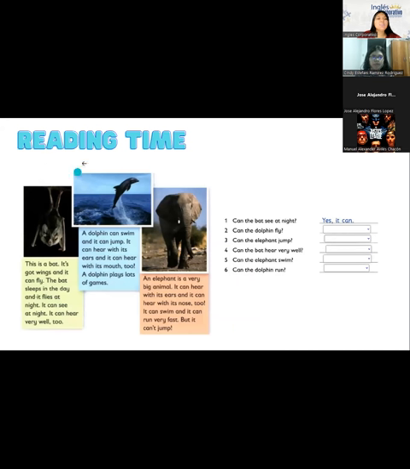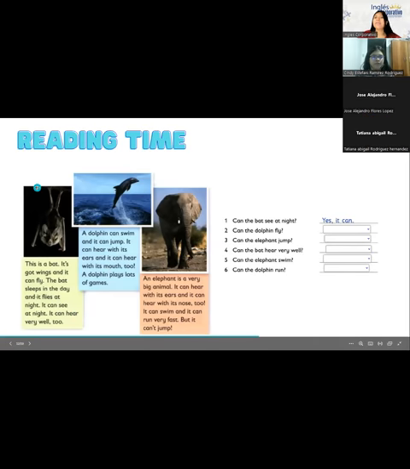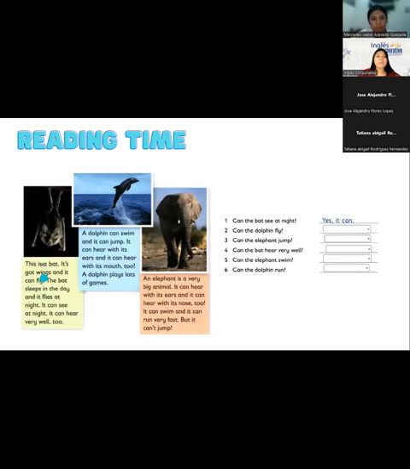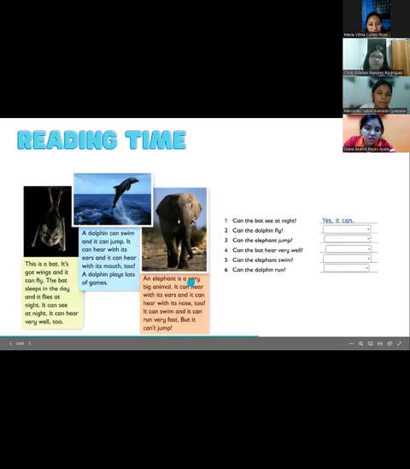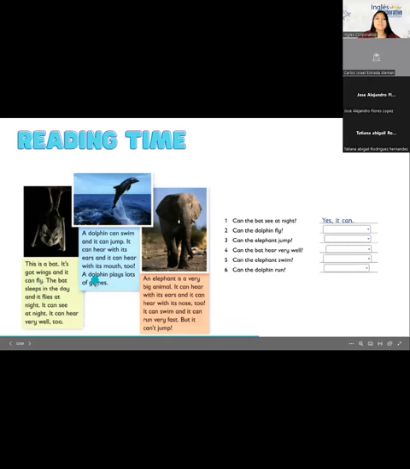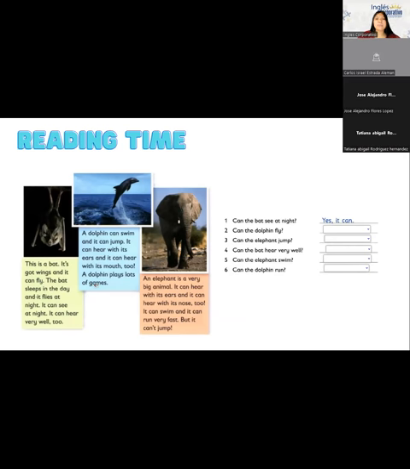Okay, I need volunteers to read. Tatiana, thank you. You first. And then Mercedes, you are the second one. Carlos Israel, an elephant. Then Mercedes, a dolphin. And Tatiana, this is a bat. Okay, go.